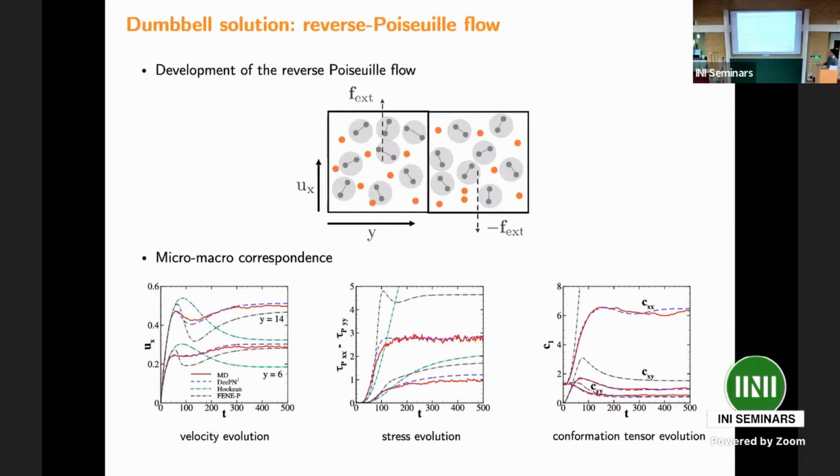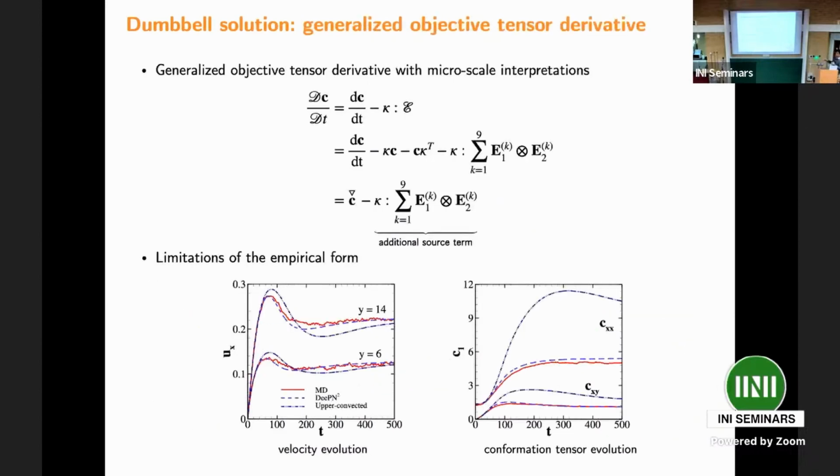Okay. And next, I also want to discuss a bit about this generalized objective tensor derivative. So we see earlier that for the current models, we have extra terms, additional source terms here, representing the nonlinear coupling in the micro scales. That derivative is meant to be linear in C, and linear in velocity, and linear in the spatial derivative. And if it's nonlinear, it's on the other side of the equation.